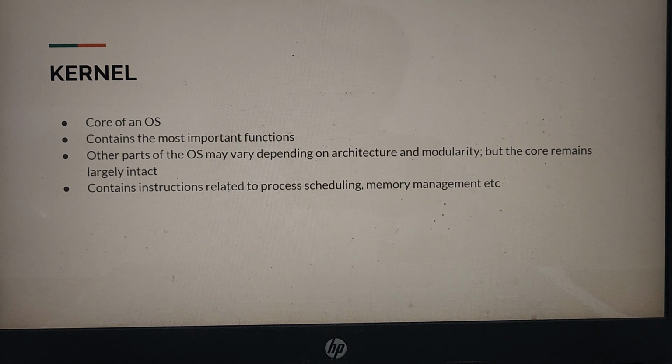So what this third point on the slide says is, whatever is in the kernel remains largely the same across architectures, because those are the core, the essence, the soul of your operating system. They remain mostly the same. The remaining part is what you can segregate into different modules or layers or whatever. So the kernel is the core, the most important functions of an OS, without which it cannot work at all. It contains instructions related to process scheduling, memory management. The most important functions basically lie in the kernel.